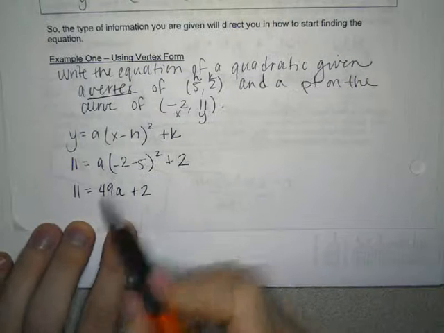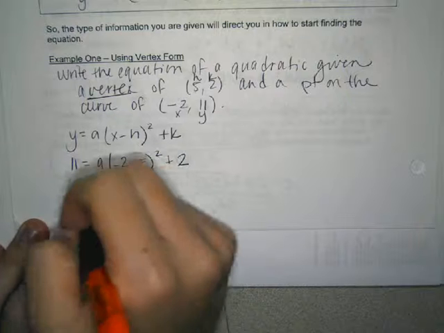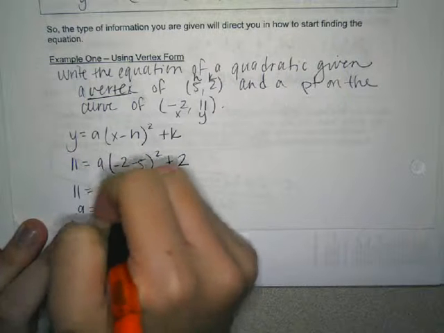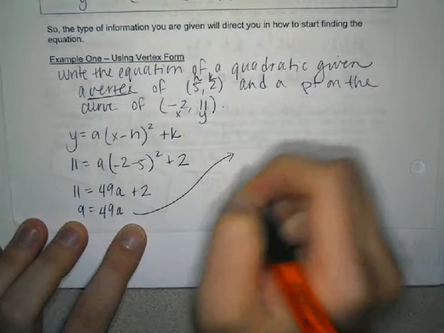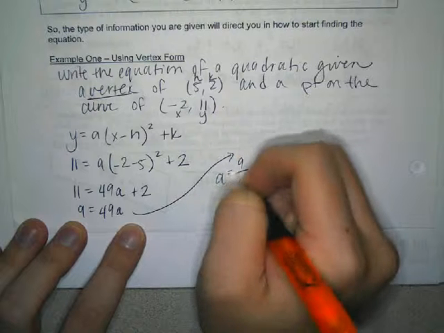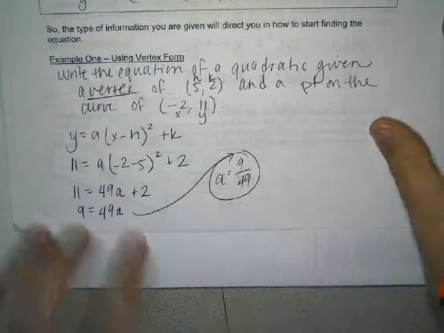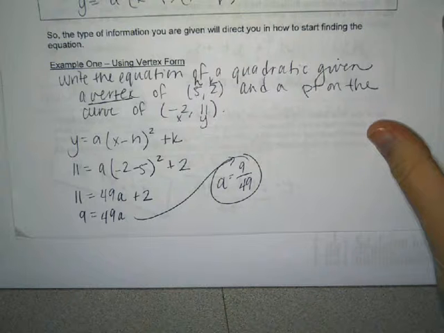So now I'm solving for a. I'm going to move 2 over. So I get 9 equals 49a. And then I'm going to divide by 49. So a is 9 over 49. Okay, now I'm not done, but I did find my missing variable.